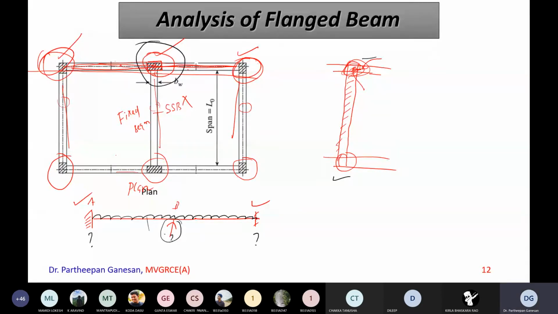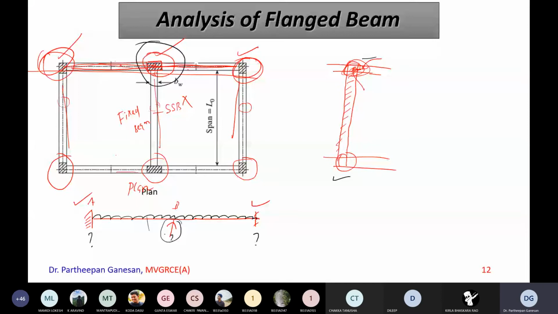Bhuvan, are you there? Are you clear? If a beam is resting on a brick wall, it will be called a simply supported beam. But if it is resting on a column, if the columns and beams are cast together at that particular junction, that is called a fixed beam. Is that clear? Yes, sir.